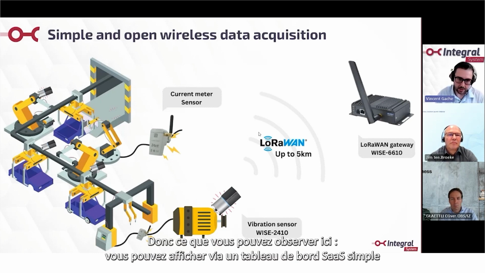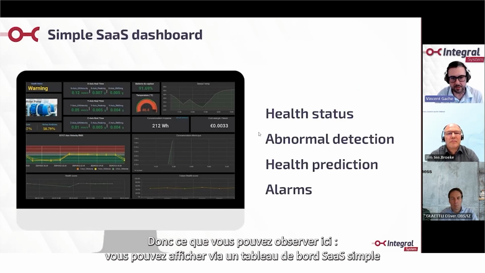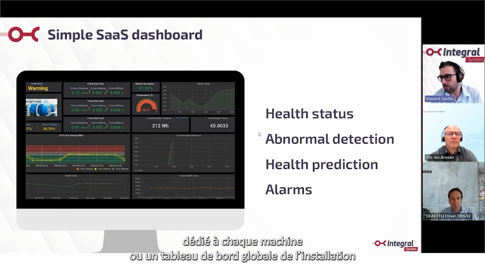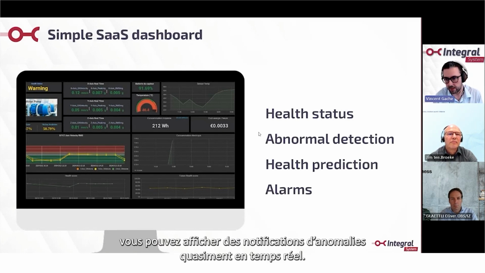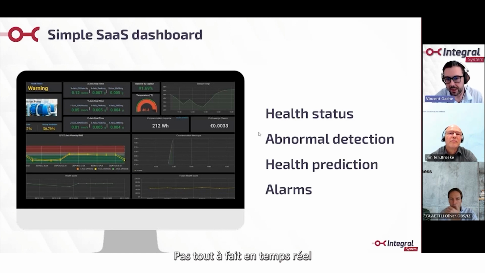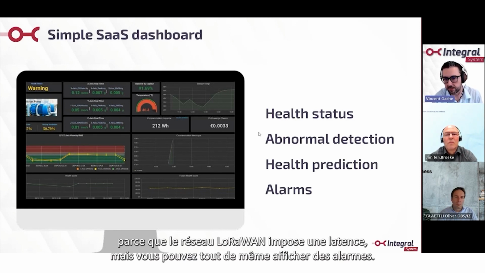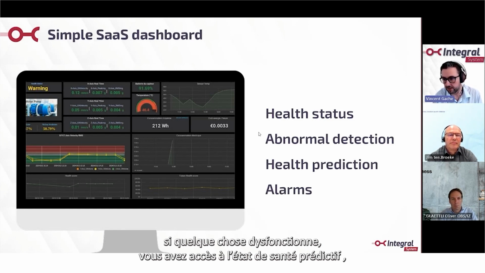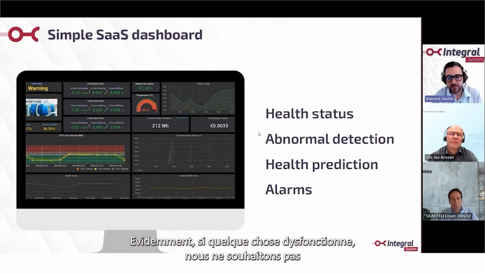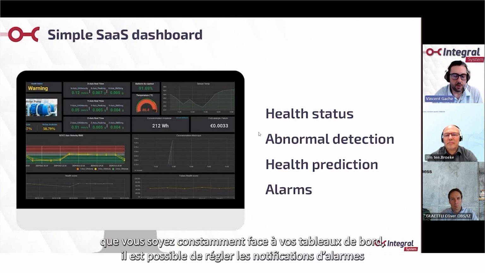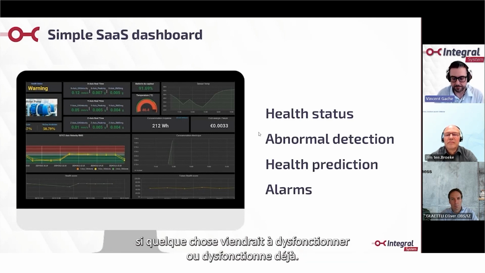And what you can achieve here, you can generate a very simple SaaS dashboard per machine or a global dashboard to see everything, where you can have the health status of your machine, your equipment. You can have anomaly detection. Let's say in real time, it's not real time because it's based on LoRaWAN, which is not a real-time protocol, but you still have alarms if something goes wrong. You have also health prediction, which is the goal that we are trying to achieve here. And of course, if something goes wrong, we don't want you to be in front of your dashboard all the time, so you can set alarms if something is going to go wrong.